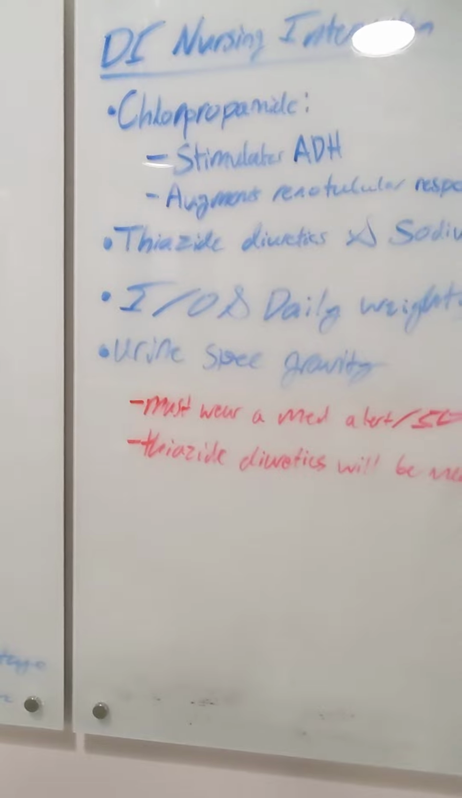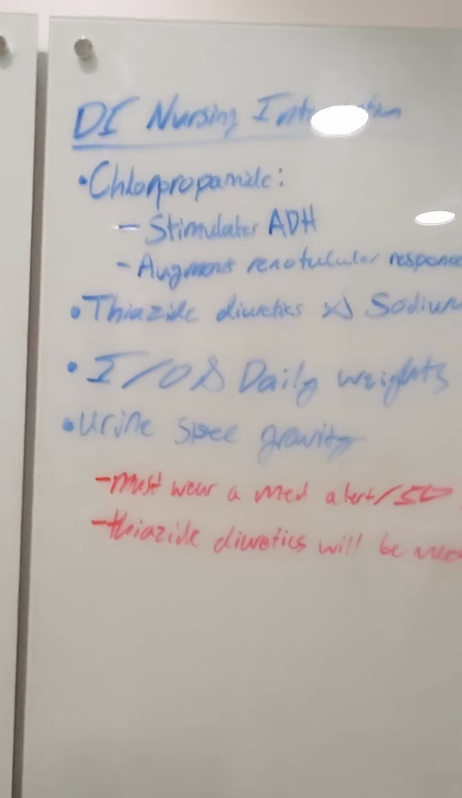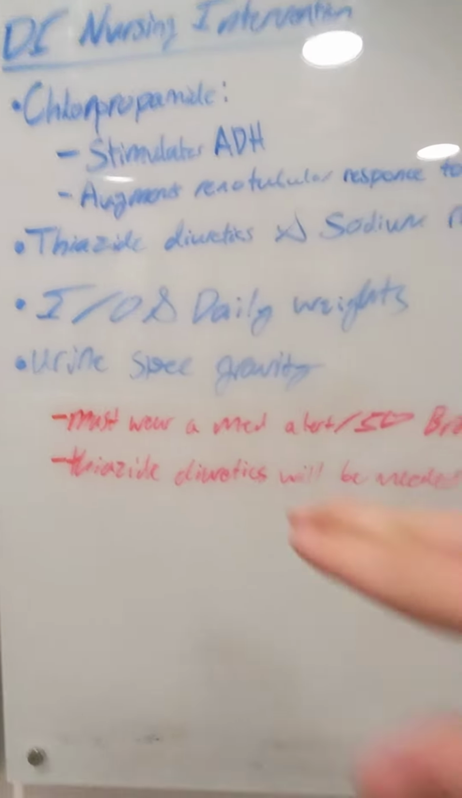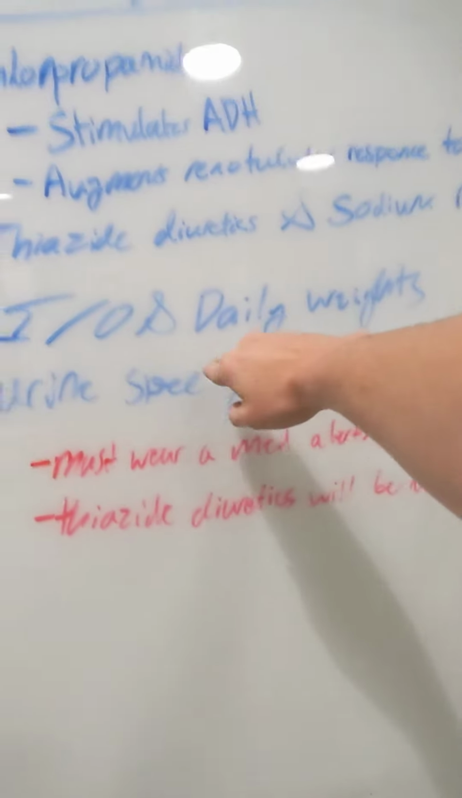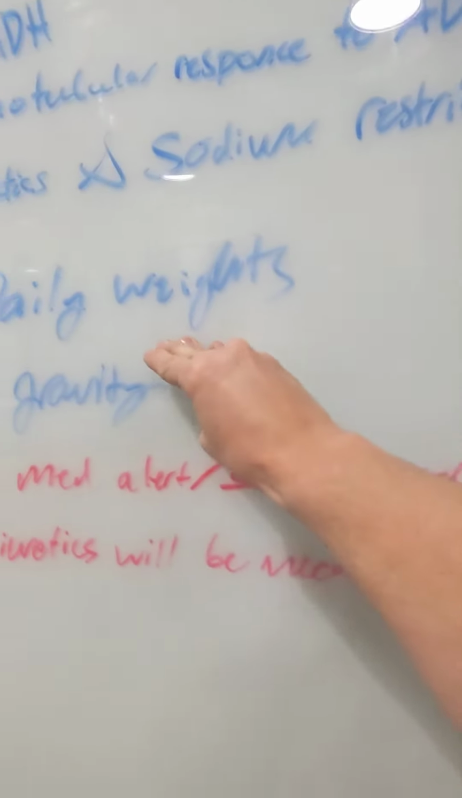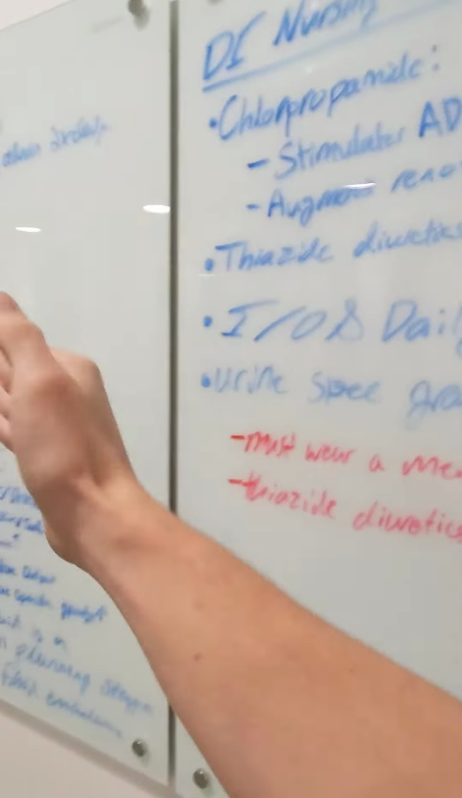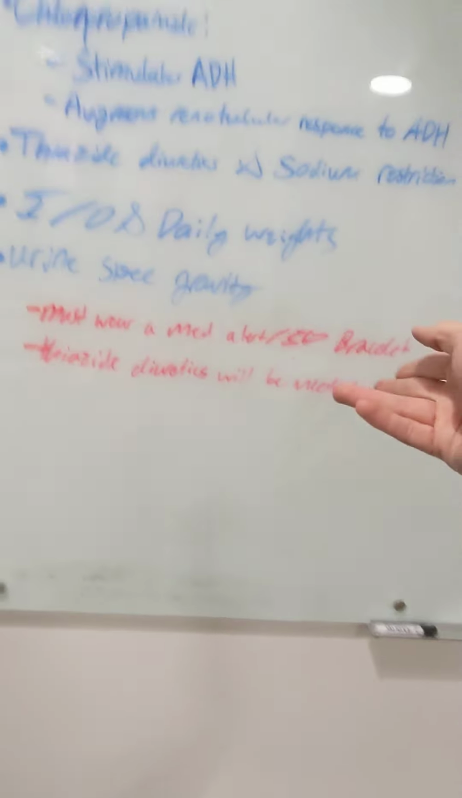Intake and output and daily weights are how we're going to monitor the effectiveness of our interventions. Intake and output should start to level out, because they're going to be putting out way more than they're putting in at first, but eventually it should be about the same. Next, daily weights, because an increase in weight would be a positive thing for these patients. Normally that's a negative thing, but for them it's a positive.